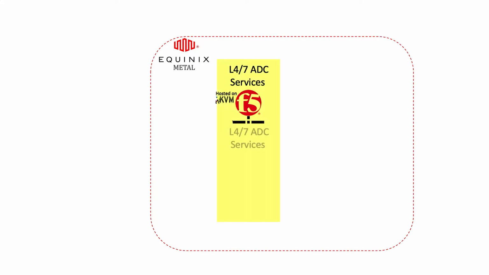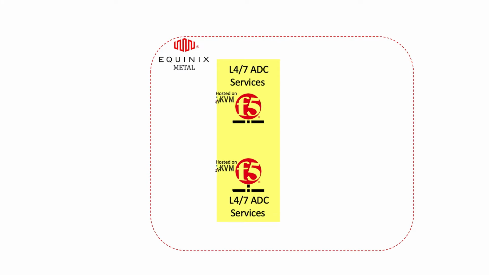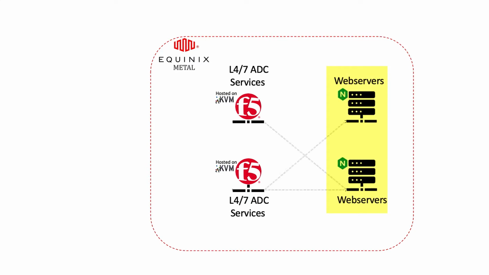My demo environment consists of two F5 BIG-IP VEs deployed on the KVM hypervisor and provide layer 4 through 7 traffic management and security services and are configured in an active-passive mode, though active-active and additional active BIG-IP instances can be deployed as needed. Two Nginx web servers are deployed and are defined as pool members on the BIG-IPs.